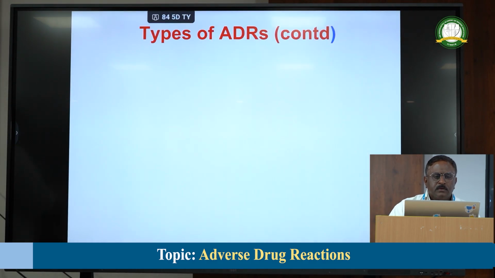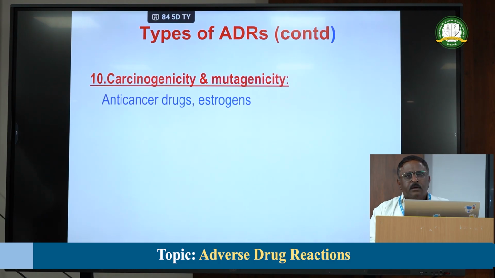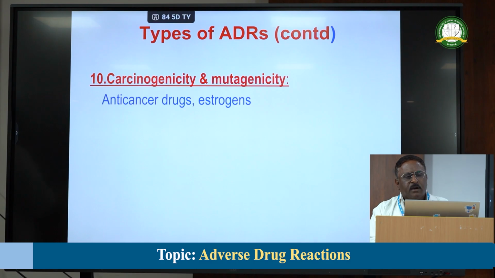The next types of adverse drug reactions are carcinogenicity and mutagenicity. Here, some of the drugs we use for treatment of cancer can themselves cause alteration in the genes, which we call the mutagenic or carcinogenic effect. Most of these anti-cancer drugs, like alkylating agents and anti-metabolites, can cause carcinogenicity or mutagenicity, including estrogen, which can cause these problems.